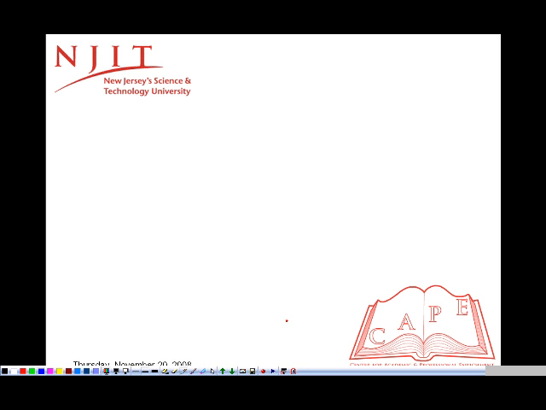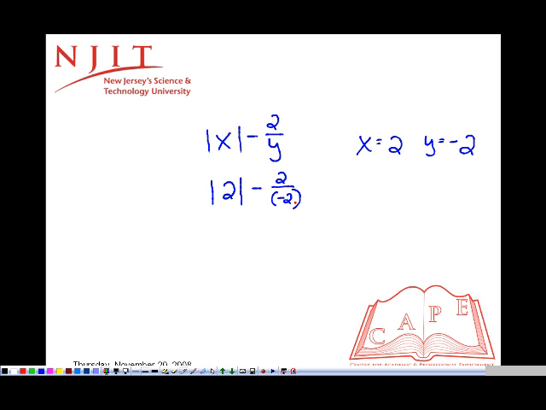Okay. Let's say that you have, now this is a little bit more tricky, but it gets the point across. Let's say we have, this is actually called absolute value. And you have an x in between two vertical lines. Then we have minus 2 over y. And we're given that x is equal to 2 and y is equal to negative 2. So let's apply the conditions that we were given. Since x is equal to 2, we have absolute value 2 minus 2 divided by negative 2. I'll just put it in parentheses so as not to get confused.